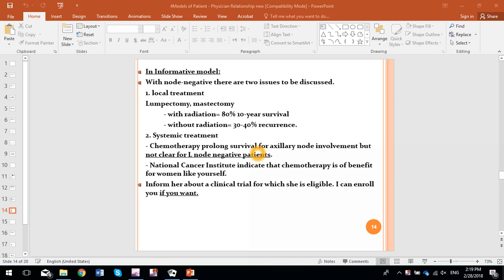Two issues to be discussed. He's discussing these two issues: local treatment, systematic treatment, and some added information about the National Institute chemotherapy benefit and the clinical trial that goes around. So this is typical of informative model. As you can see, for the same patient, these three models are totally different from each other in approaching the patient problem.